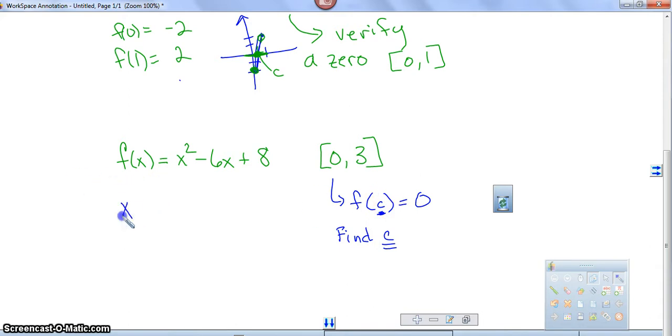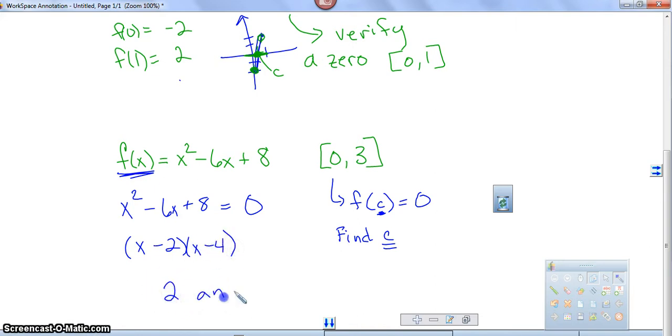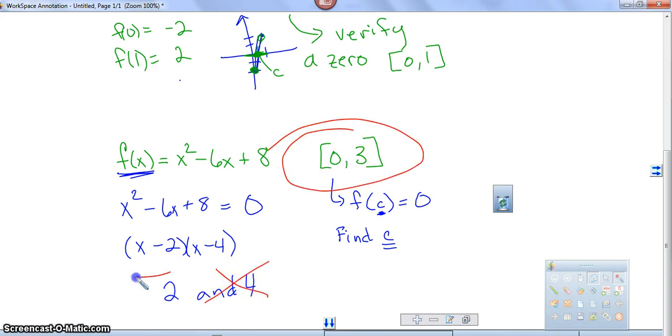So I set that up, x squared minus 6x plus 8. Well, we want the function itself to equal 0. Looks like an algebra 2 problem to me. So I get x minus 2 and x minus 4. And my answers are 2 and 4. The only problem is I want on this interval, and so 4 is out. So the answer would be c equals 2.